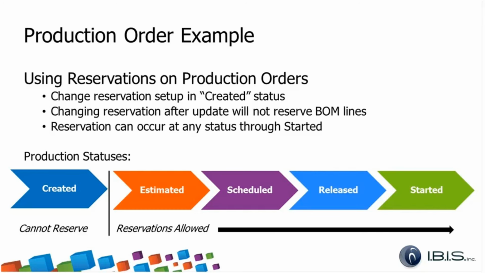So each step estimated through started can be selected as the step in which reservations will occur automatically. If you do not want to reserve inventory of components, the value here should be set to manual. And the values of each line in the production BOM can also be updated as well, and like the production order, should only be changed when the status of the production order is created.